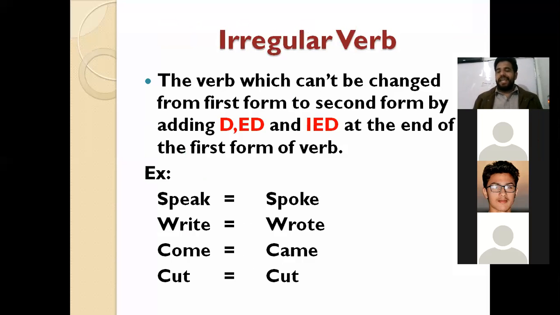Regular verbs are those that change from first form to second form by adding D, ED, and IED. And irregular verbs are those which cannot be changed by the help of D, ED, and IED.